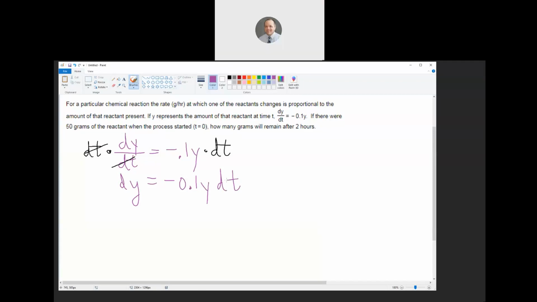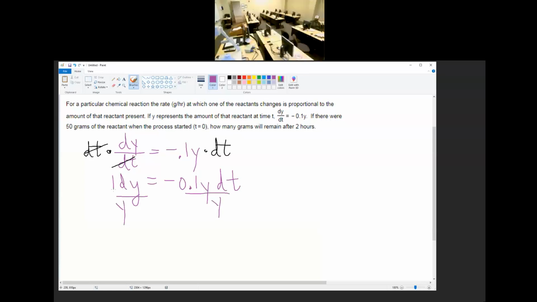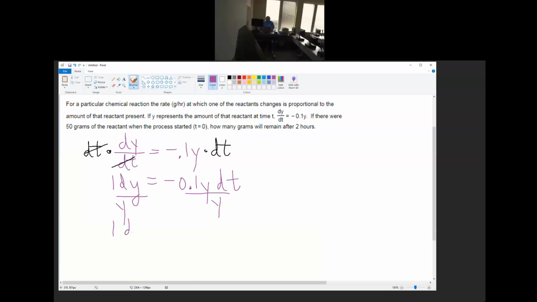Now we can leave the negative 0.1 where it is, but we need to move that y to the left side with the dy. So let's divide both sides by y. So that gives us 1 dy over y equal to negative 0.1 dt.